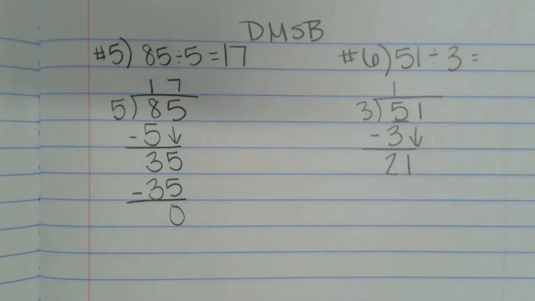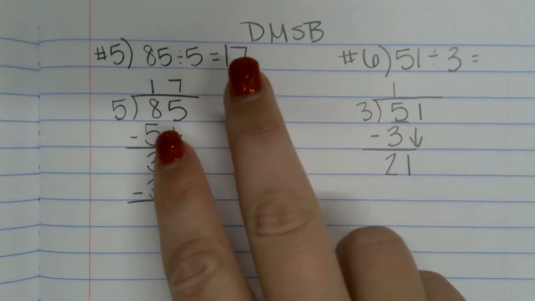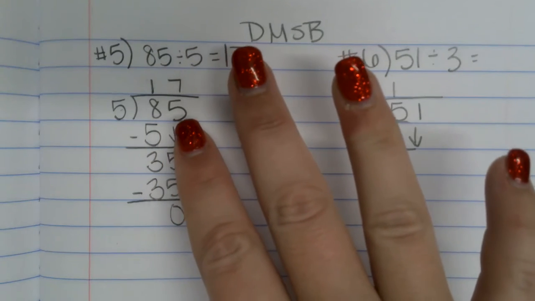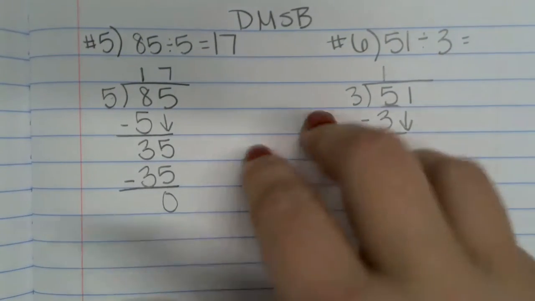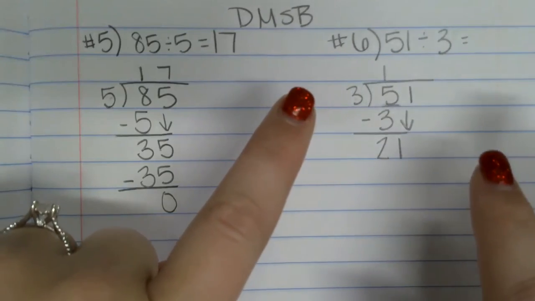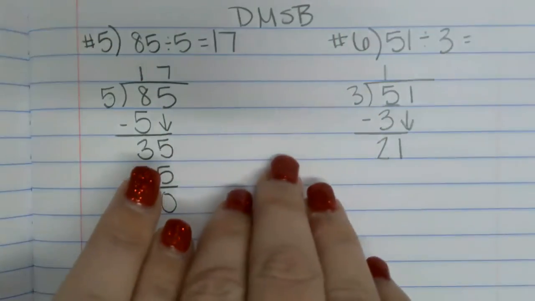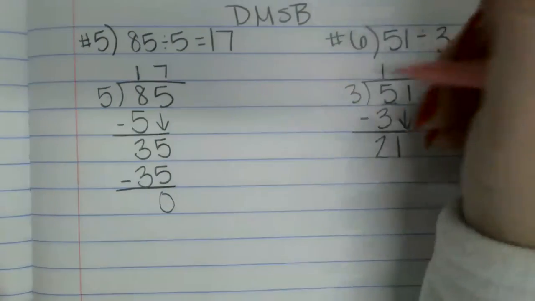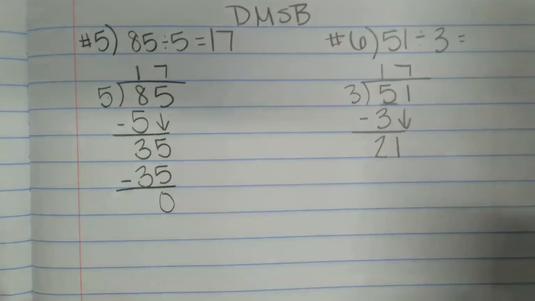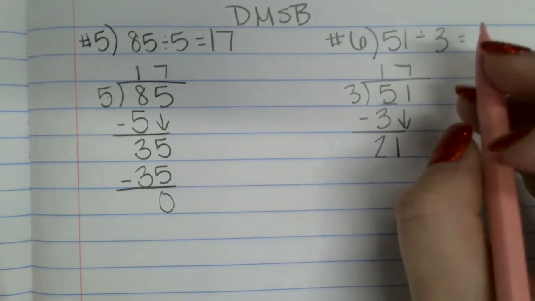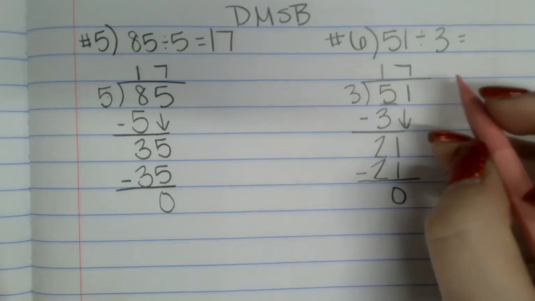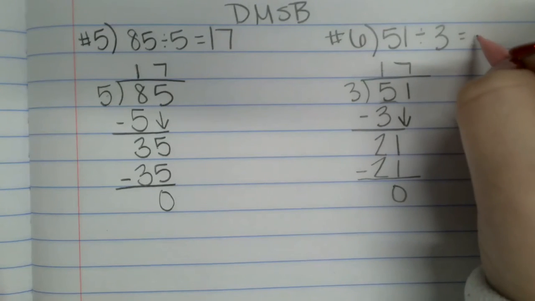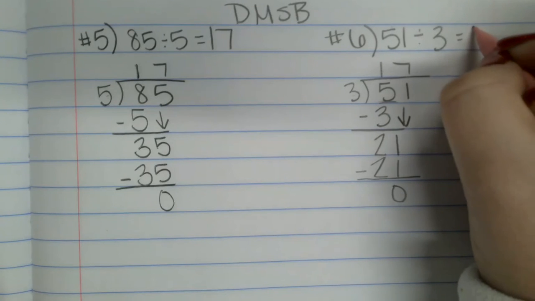Skip counting by threes to get to 21 or something that's close: 3, 6, 9, 12, 15, 18, 21. So I got right on the number. So 3 goes into 21 seven times. Write that right above the 1. 7 times 3 is 21. Subtract. Is there anything to bring down? Nope. So 51 divided by 3 is 17.